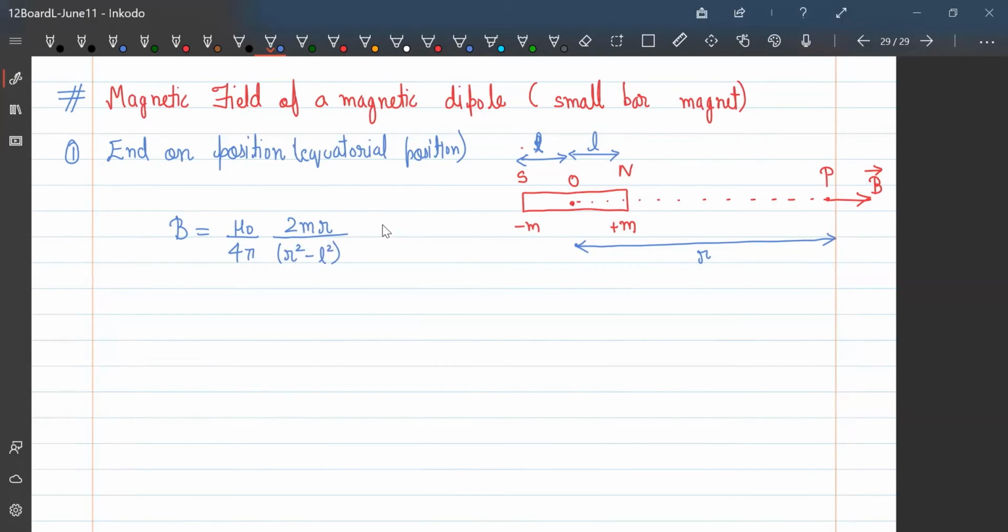Just as we derived it for the electric field, this will also come. This is Newton per ampere meter, that is Tesla. And the direction of the magnetic field is along the direction of the magnetic moment. If r is much greater than l, you can write this as B vector is mu0 by 4 pi into 2m vector upon r cube. That is 2 k m upon r cube, where k is mu0 by 4 pi.